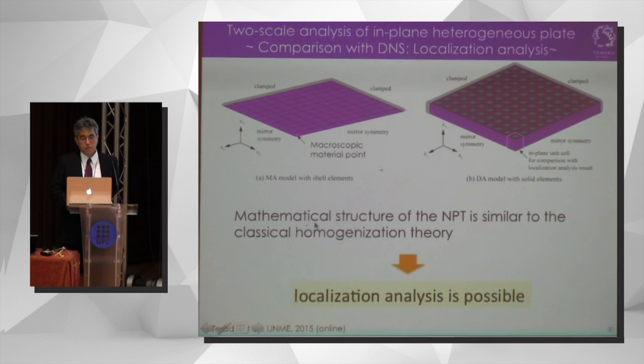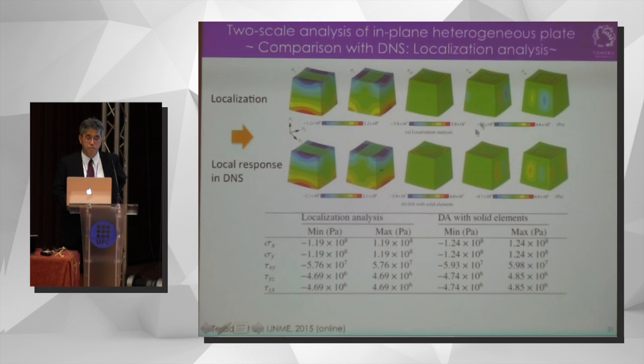Now, we can recognize that the mathematical structure of the numerical plate test is very similar to the classical homogenization theory, so we can also conduct localization analysis. Okay. For that purpose, let us pick up the macroscopic material point here, for example. Then, by using the macroscopic generalized strain at this point, we can compute the microscopic mechanical behavior like this. These are the localization results.